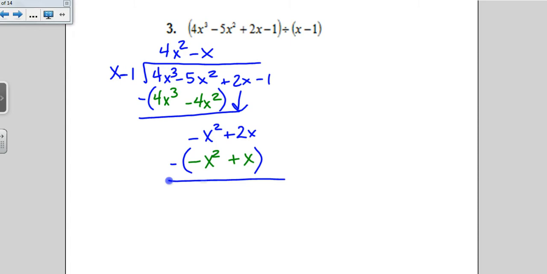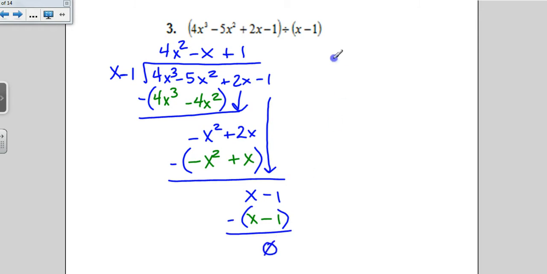So the negative x squared and the x squared would cancel. 2x minus 1x would give me an x. And then we still have this minus 1 I need to bring down. So x minus 1 is what's left here. x goes into x one time. And when I multiply that, I end up with x minus 1. And remember, we are subtracting it. So this is another case where we end up with no remainder. So our final answer to this problem was 4x squared minus x and then plus 1.